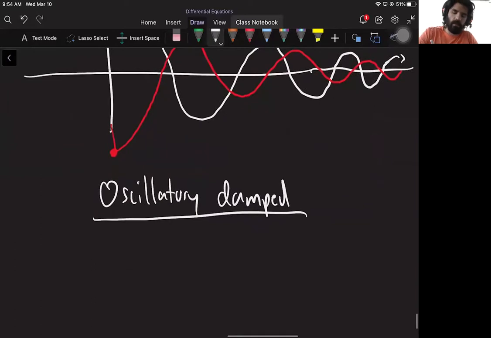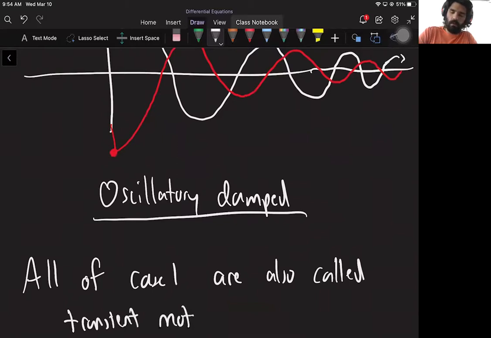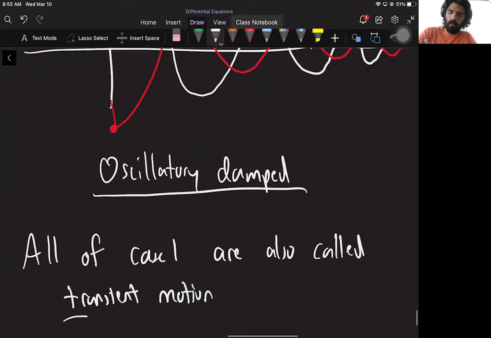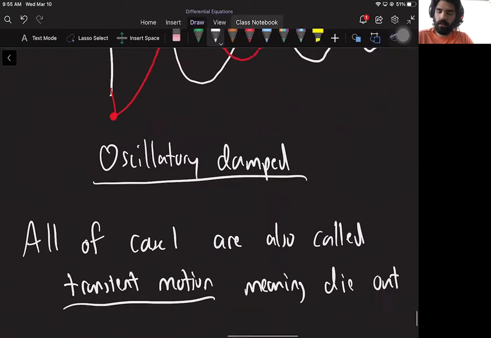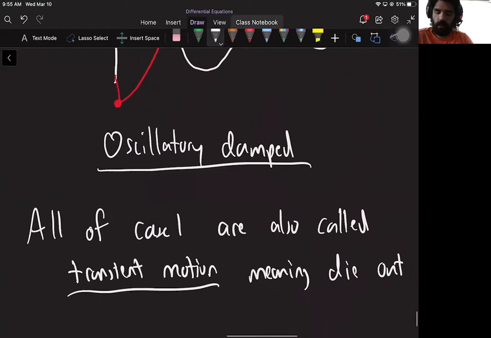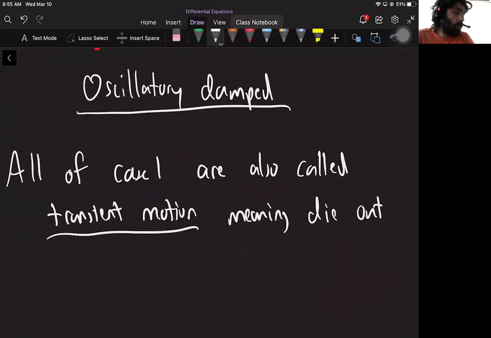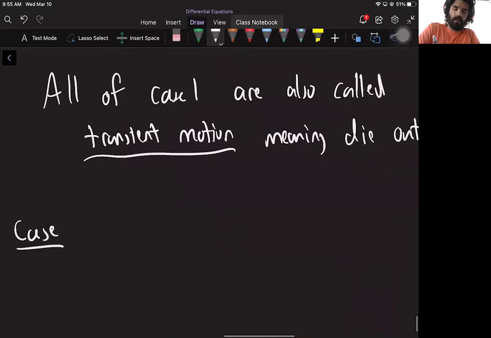Okay, so all of these in this entire case are also called transient motion. So more fancy terminology. And that just means they die out. So in all three situations of case 1, they die out, they go towards 0 eventually as time goes on. But in the next case, that doesn't happen. This is the case we saw yesterday.